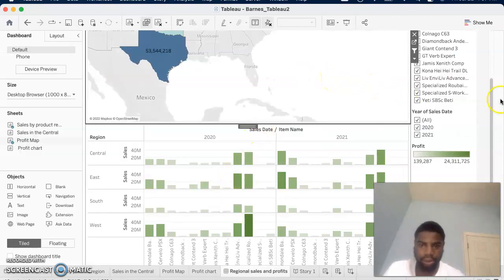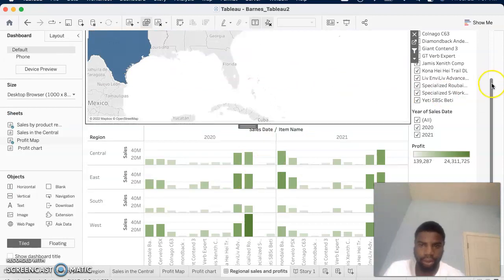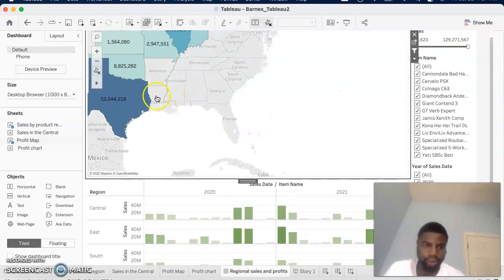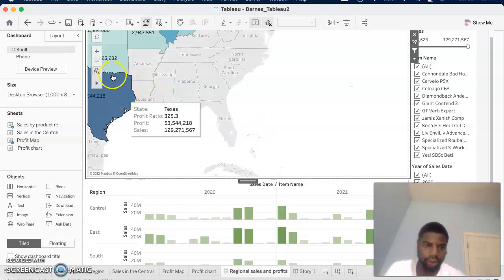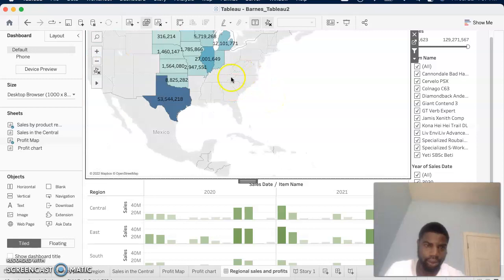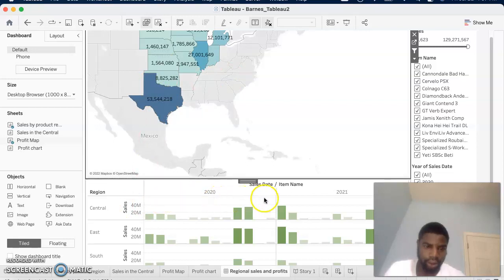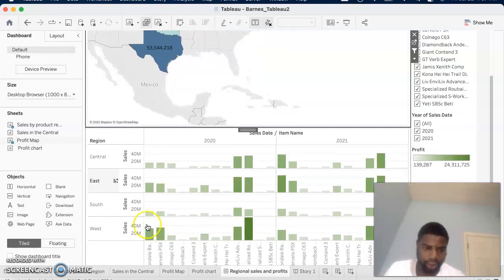This is my dashboard, and it displays the different states in the central region and how much profits they're making, and the chart below shows the different regions and how much profits they're bringing in with the bikes compared to the central region in 2020 and 2021.